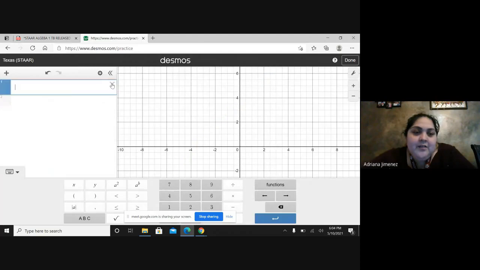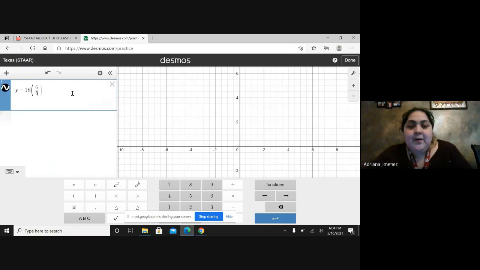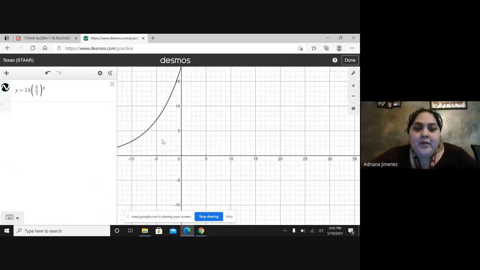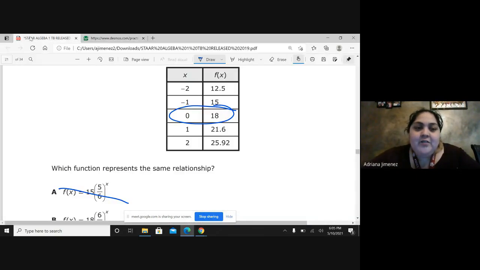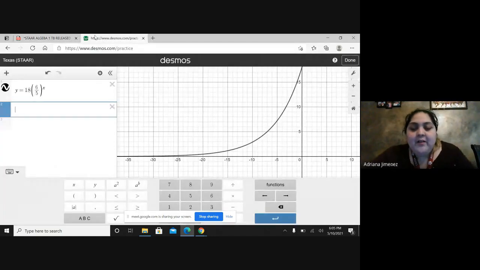This is out. Y equals 18, 6 divided by 5, close parentheses. We're going to hit this A to the B to get X. All right, I'm going to zoom out a little bit. Okay, so I just need to make sure that these ordered pairs are on there. What I can literally do is just type in the ordered pair. Negative 2, comma, 12.5. And hey, that dot's on it.